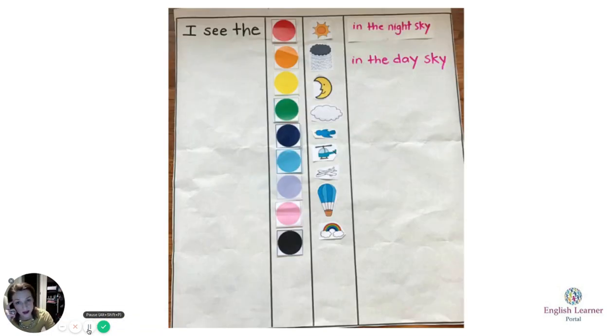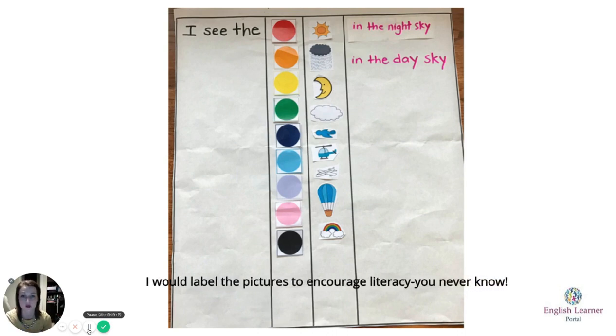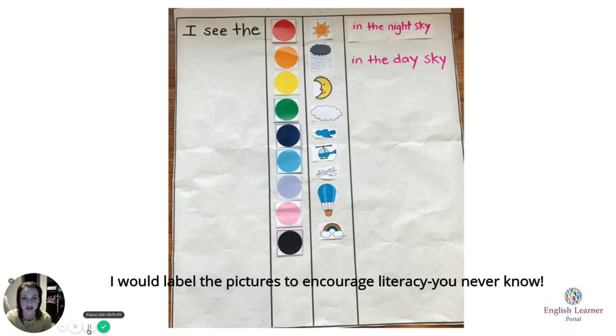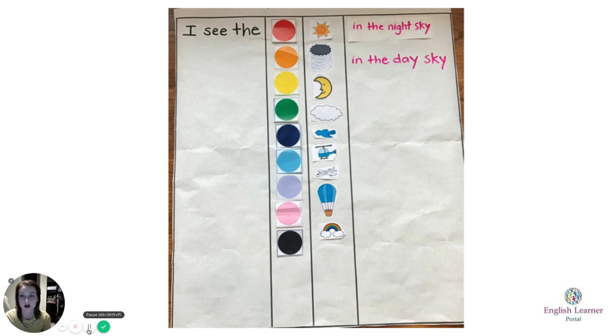When I use sentence patterning charts in kindergarten, I tend to add more visuals as opposed to all the words, because kindergarten students are still learning to read. So this chart has sight words that they've already learned, I, see, the, and then they have colors to pick from, different objects they might see in the sky, and then they have to connect with either in the night sky or in the day sky.